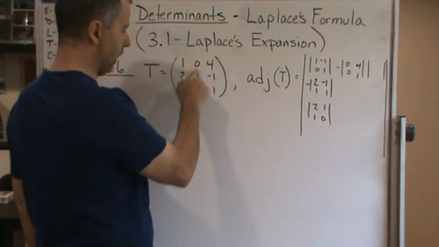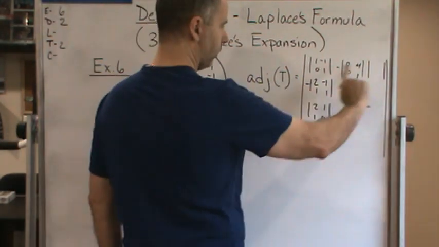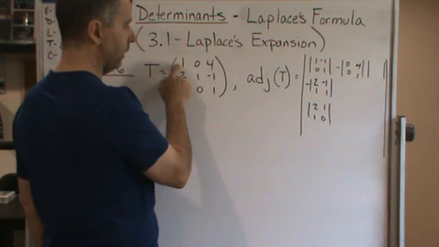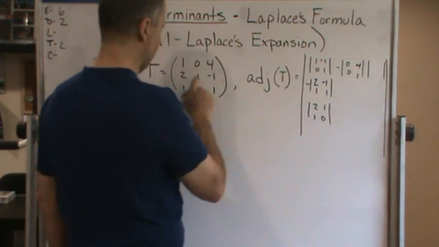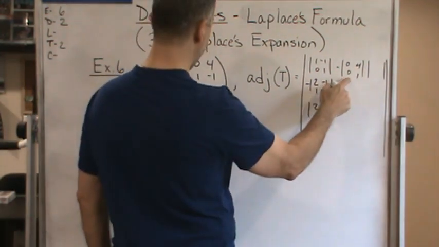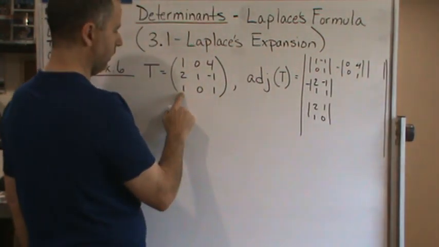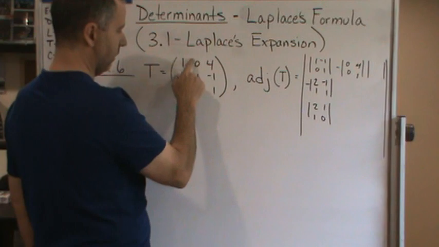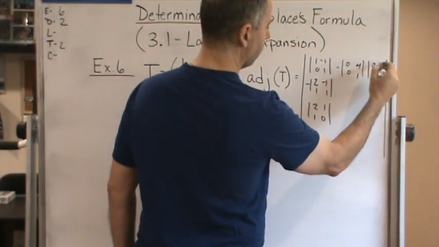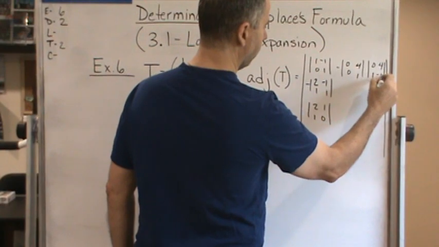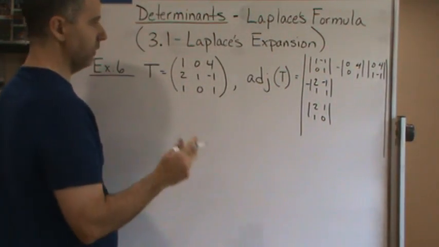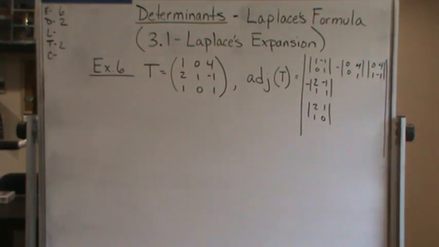So we're going to go down the columns. Going across the rows is the same as going down the columns of this one. So for this one, we get this one. For this one, we get this one. For this one, we get 0, 4, 1, negative 1. All right, so far so good. Sorry about the mix-up.